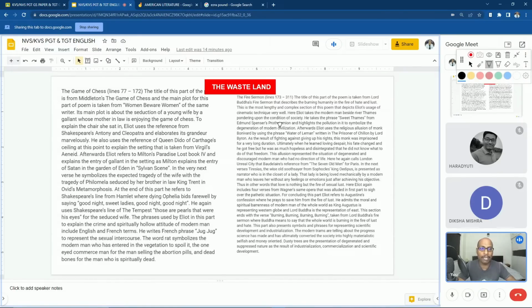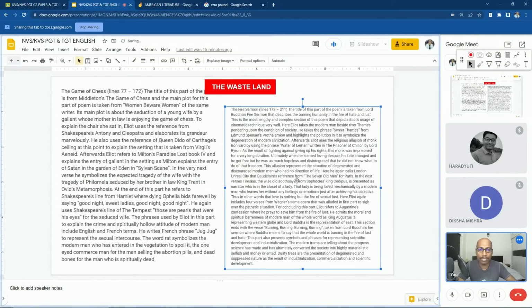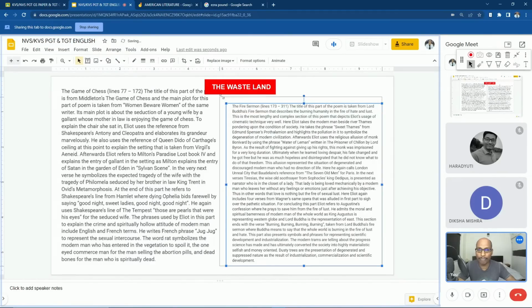And then The Fire Sermon also here, it's maybe very small for you. I'll just enlarge. Wait a minute. The Fire Sermon.